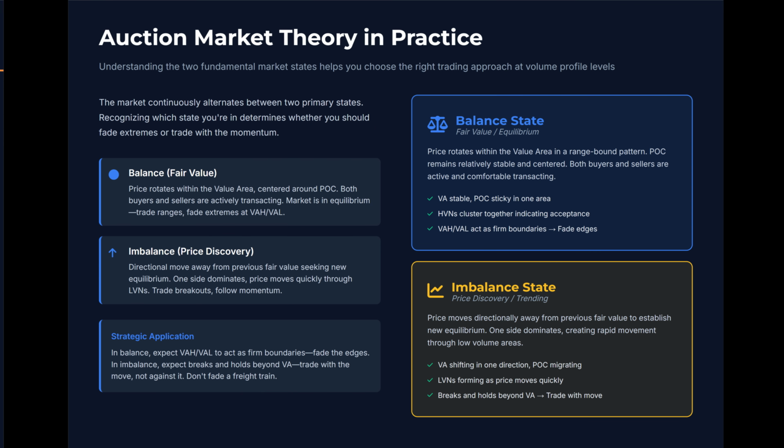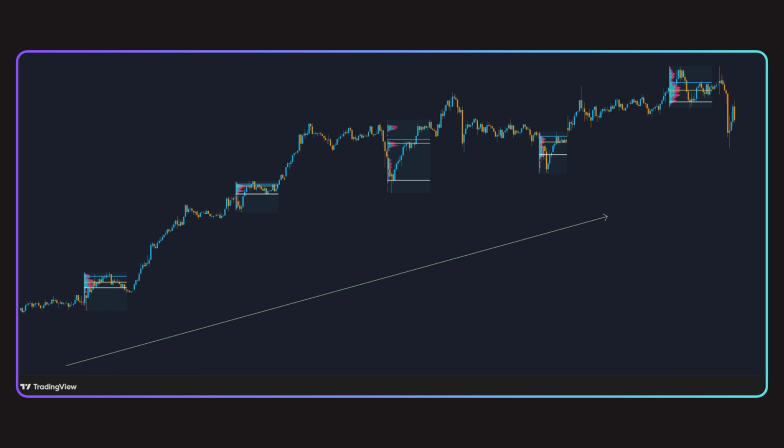Key characteristics during imbalance include a shifting value area and migrating point of control. Unlike in balance, during imbalance, each successive value area moves higher or lower as the market discovers new fair value zones. When observing a chart with multiple volume profile overlays during an imbalance period, you'll notice a staircase pattern of points of control, each one higher or lower than the previous. This pattern indicates that the market is actively seeking new equilibrium points.